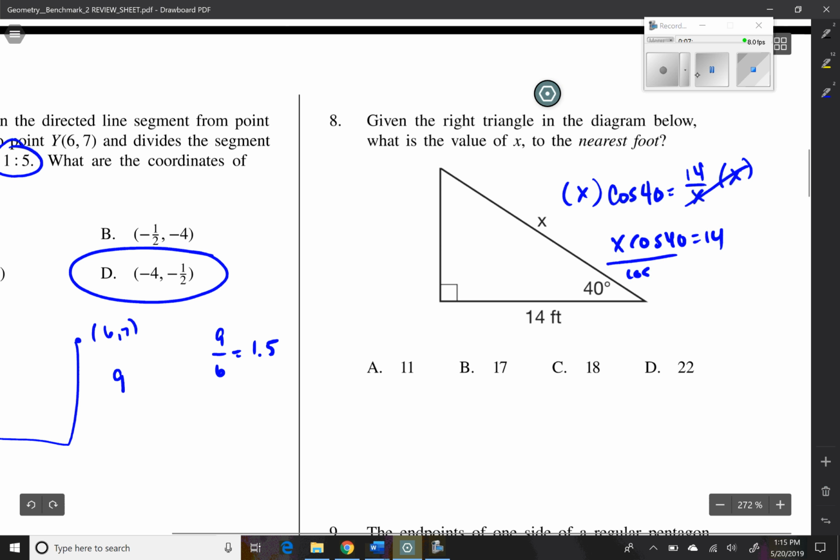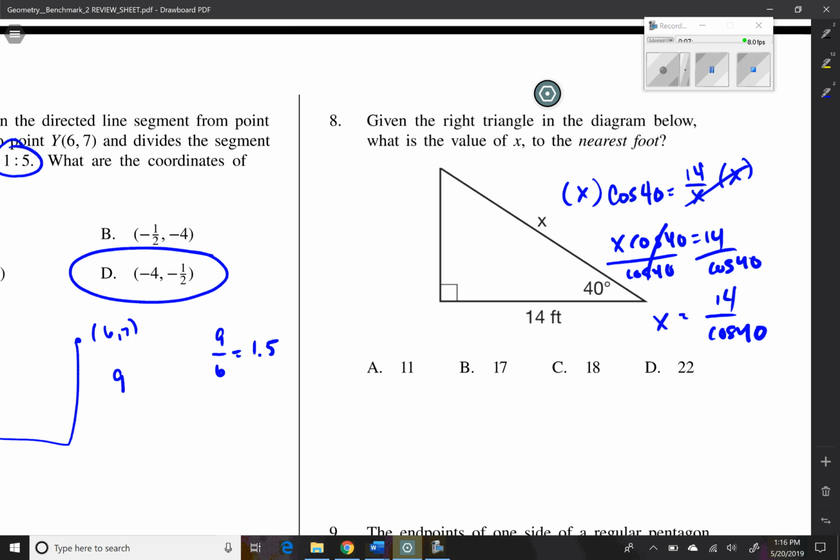And then I could divide away the cosine of 40 and just really use your algebra skills here. Pretend cosine of 40 is just another number, right? What would I do next? Okay. So I could say x is equal to 14 over the cosine of 40, right? So if I do 14 divided by the cosine of 40, I wind up getting 18.3 or about 18.